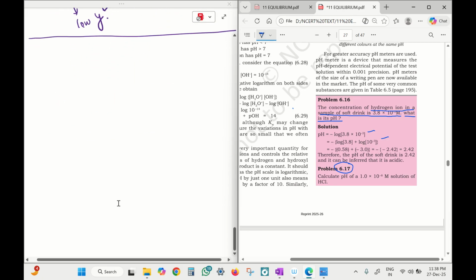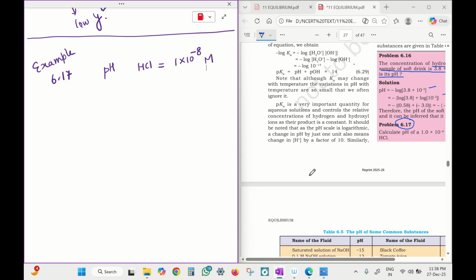Now in example 6.17, the question says you have to calculate the pH of HCl solution whose concentration is 1 into 10 to the power minus 8. Okay, whose concentration is 1 into 10 to the power minus 8. Now, what is the problem with this?